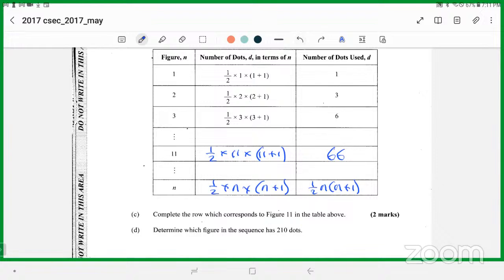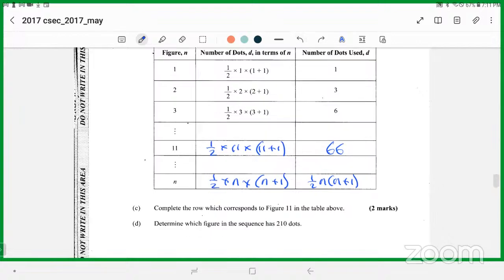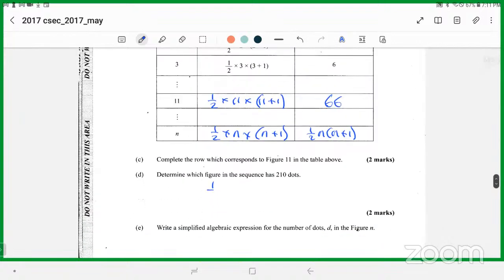So all I have to do now is put this equal to this formula and see what the n is, right? All right, let's be smart about it now. So we're going to put half n plus 1 equals 210. Multiplied by the 2, we get n times n plus 1 equals 420. So how am I going to figure it out now? I want the product of two numbers to be equal to 420.